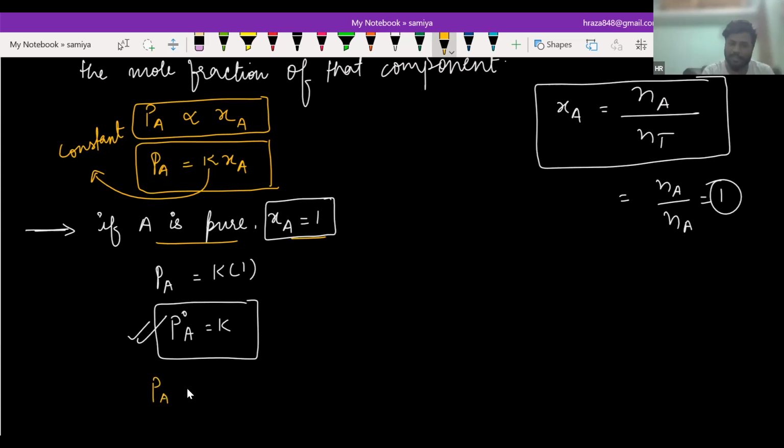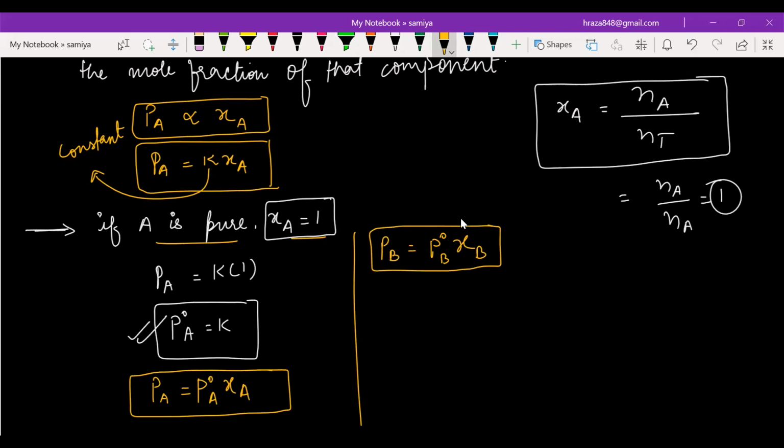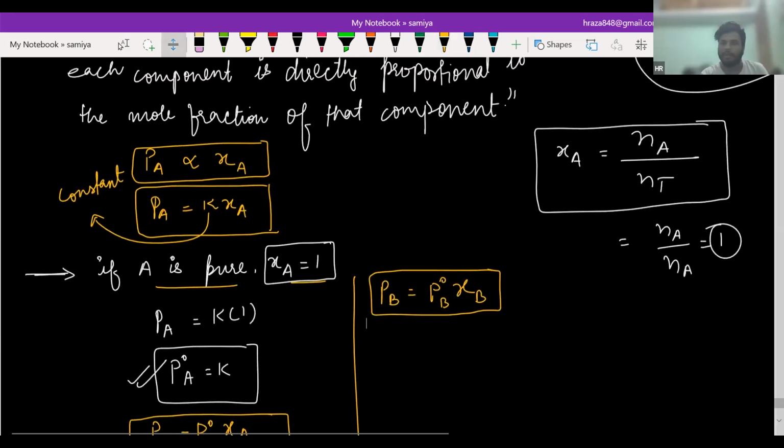So PA, partial vapor pressure, you can call it. PA will be equal to P naught A into zeta. This is the formula that comes from Raoult's law. In the same way, you can do it for B. Partial vapor pressure of B will be equal to pure vapor pressure of B into mole fraction of B. Are you getting my point? Yes, sir. So this is what Raoult's law says.